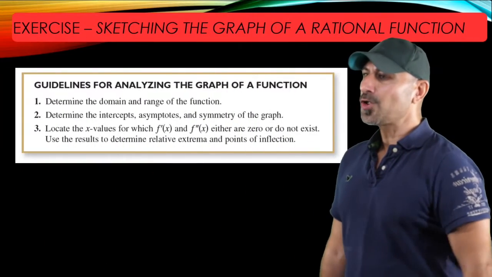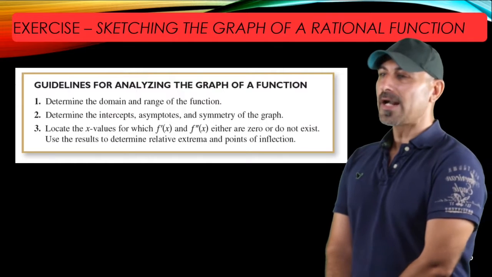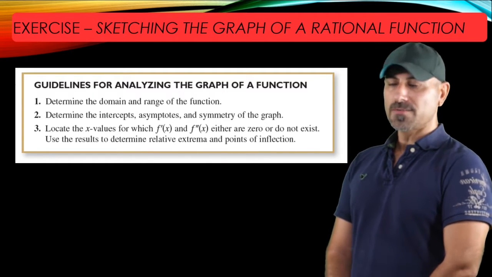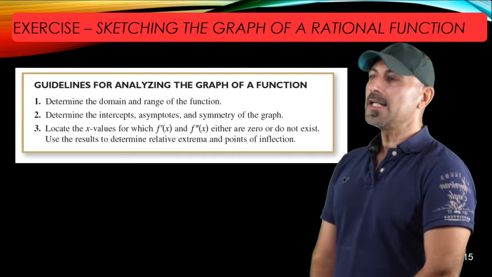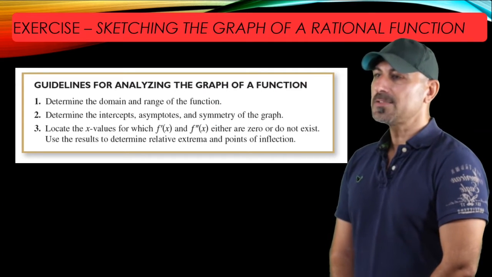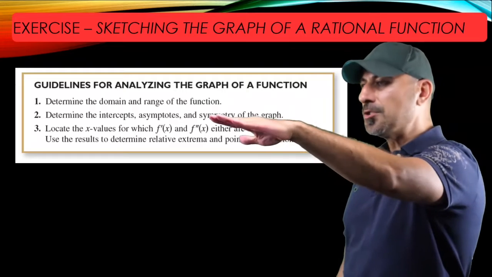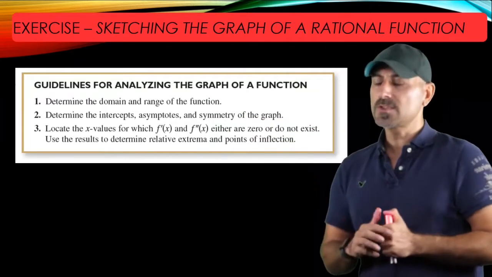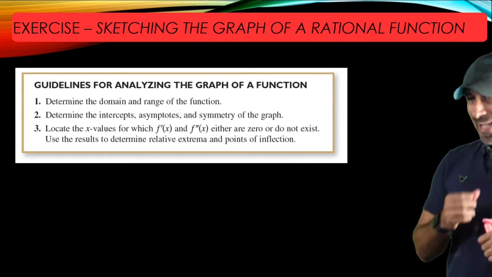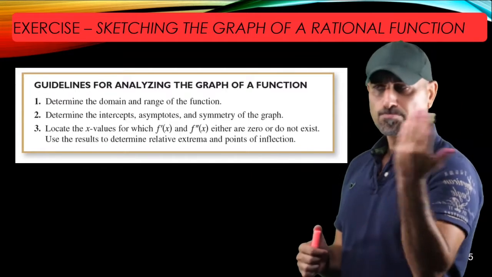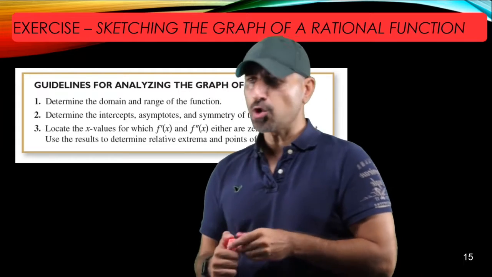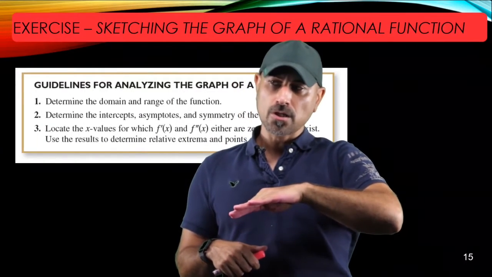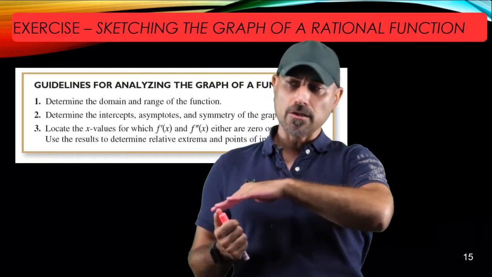And here's a perfect guideline for analyzing the graph of a function. First, we're going to look at the domain and range of the function, and we're going to determine the intercepts, asymptotes, and symmetry of the graph. These items are very similar to what we did in the pre-calculus session. What's new here is the existence of maybe horizontal asymptotes, vertical asymptotes, or slanted asymptotes. You have a slanted line, and the graph of the function goes to infinity or minus infinity along the slanted line.